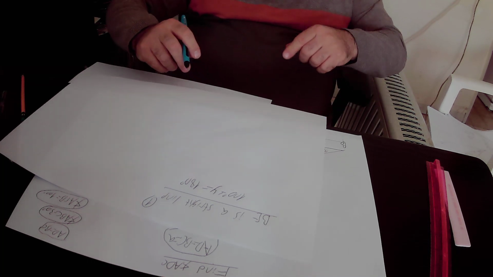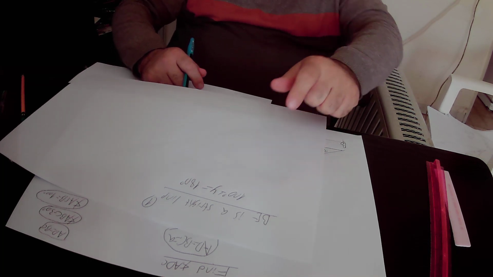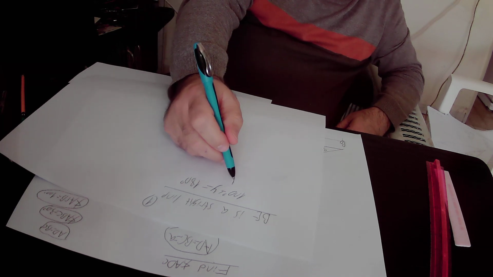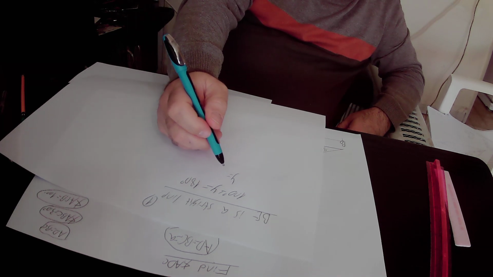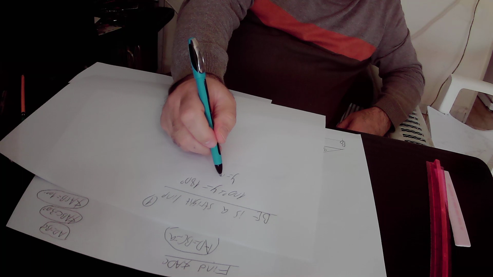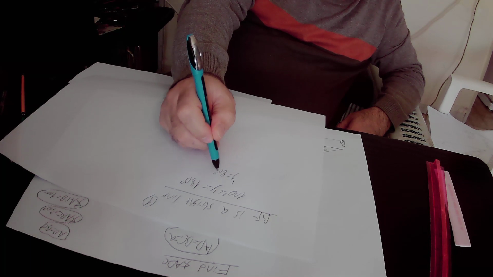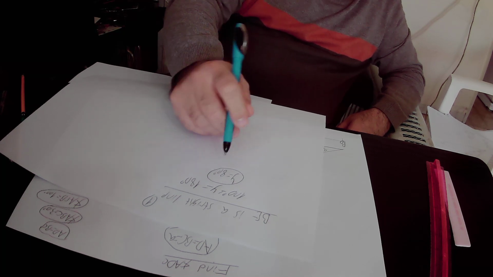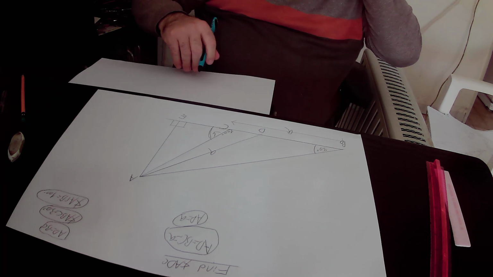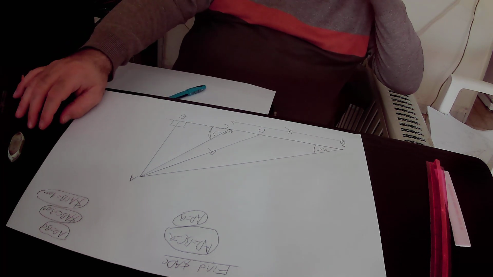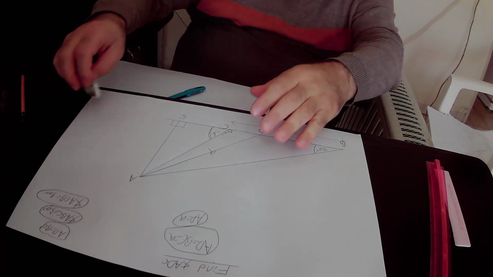Here we will subtract 100 degrees from this equation and we will get that angle Y equals 180 degrees minus 100 degrees, which is actually 80 degrees. So we found out that angle Y equals 80 degrees. So we'll substitute angle Y by 80 degrees.